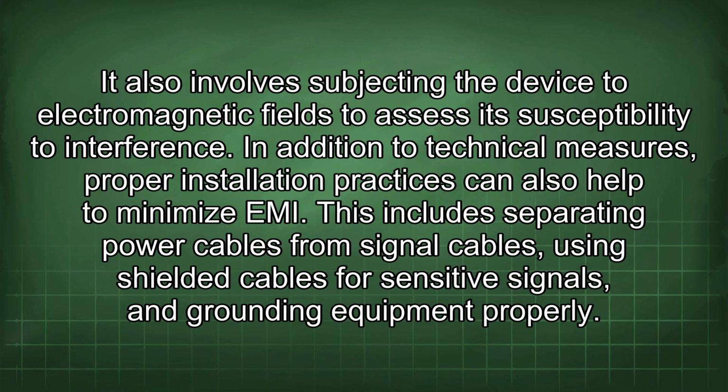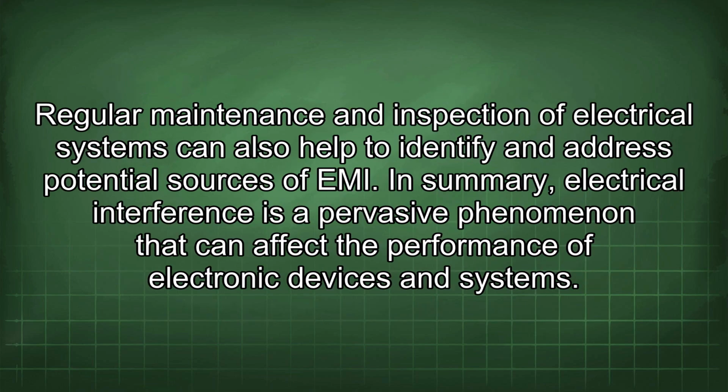In addition to technical measures, proper installation practices can also help to minimize EMI. This includes separating power cables from signal cables, using shielded cables for sensitive signals, and grounding equipment properly. Regular maintenance and inspection of electrical systems can also help to identify and address potential sources of EMI.